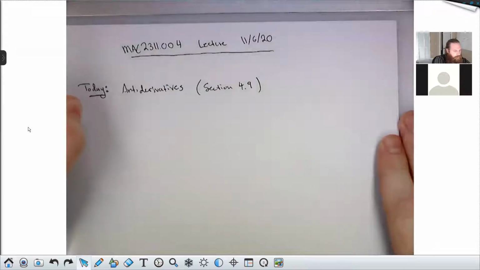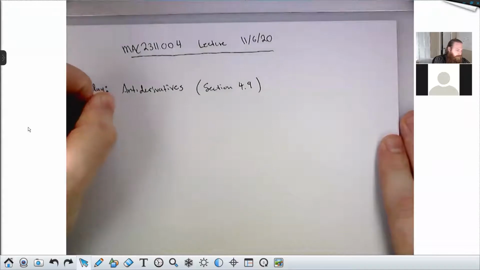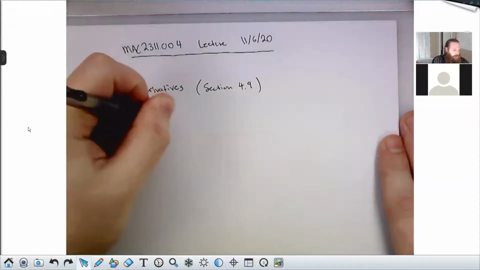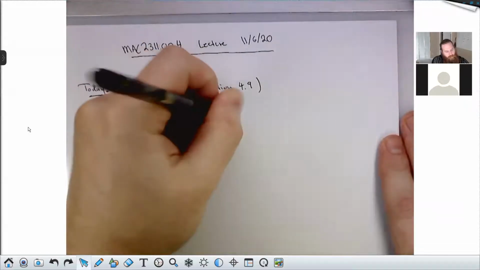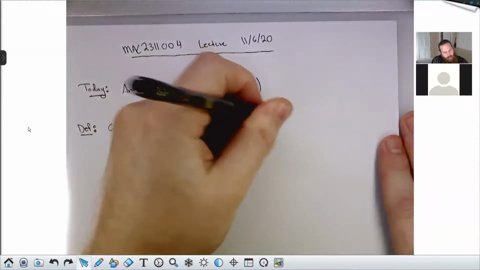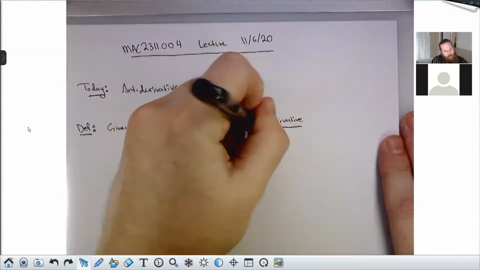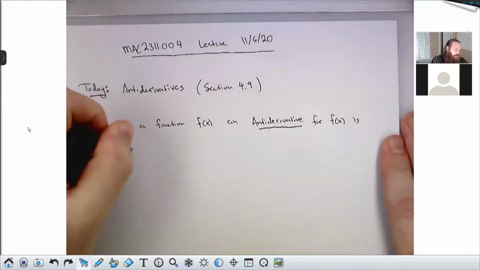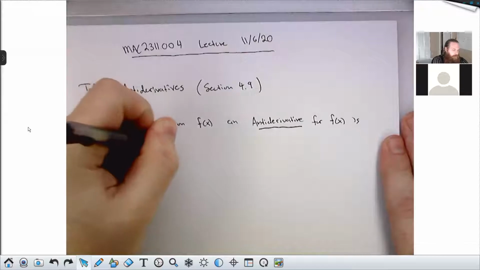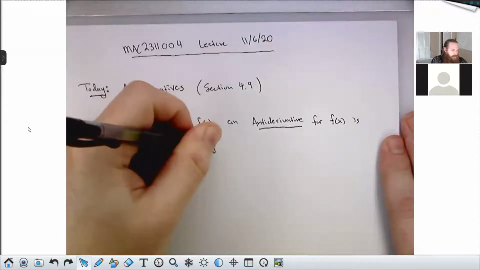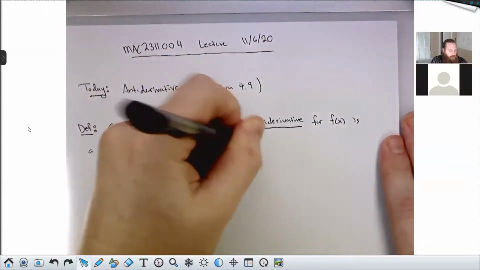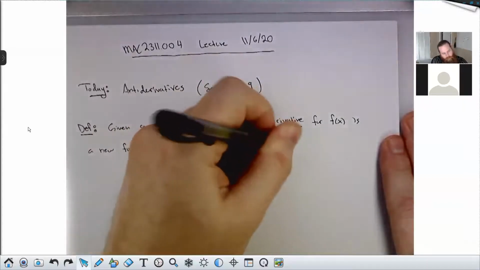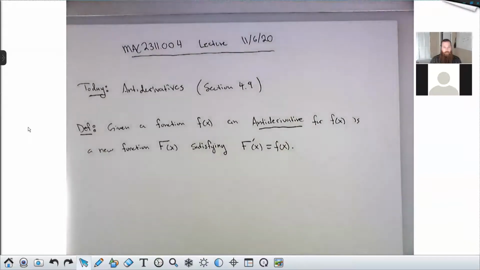All right, so definition. Given a function little f of x, an antiderivative for f of x is a new function capital F of x satisfying capital F primed is little f. Right, so an antiderivative is a function whose derivative is the function you were given. You want to find somebody who differentiates to your function.